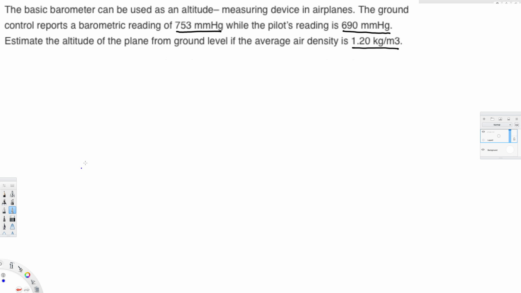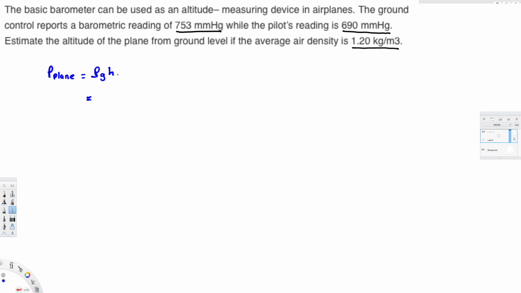So here, first of all, let's calculate the atmospheric pressure at this height. This is the reading from the plane, right? So P plane is equal to this reading, 690. We can equate this to rho gh, and here the h is this millimeter mercury, representing the height of the mercury level, right? So let's see how we can calculate.